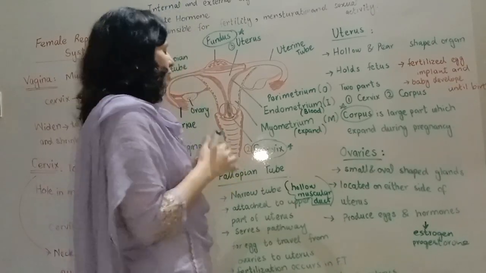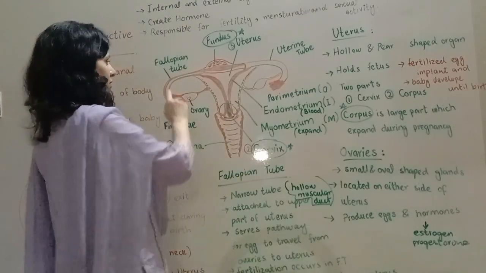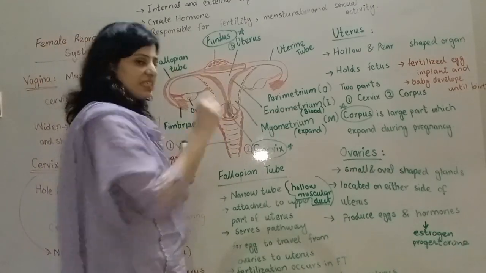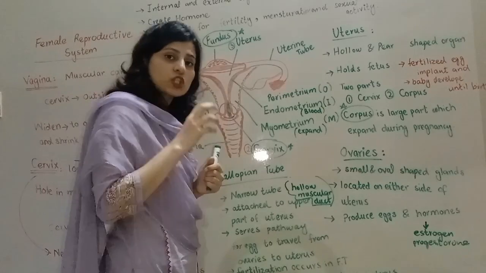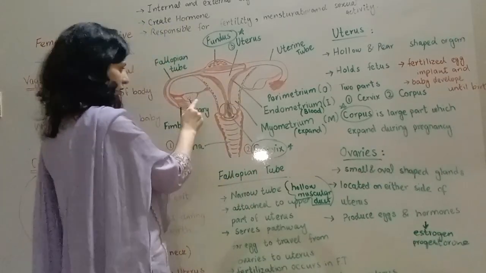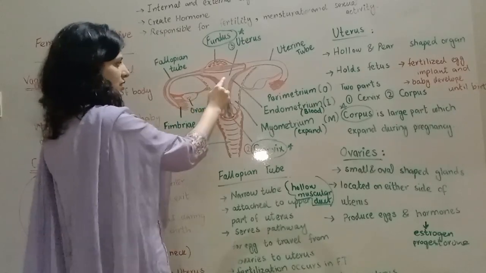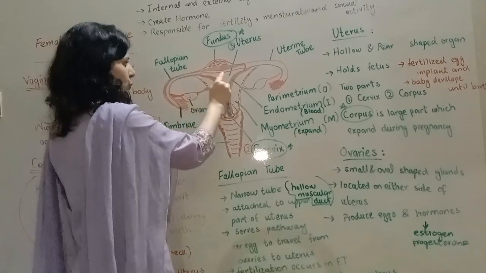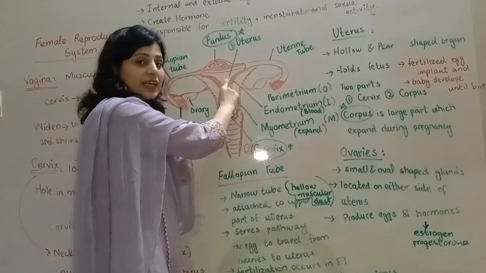Now let's talk about the location. The fallopian tubes are connected to the upper part of the uterus. Basically, they act as a channel between the ovary and uterus. Here, this is the ovary and this is the uterus. The fallopian tube connects the ovary to the uterus. It acts as a channel.